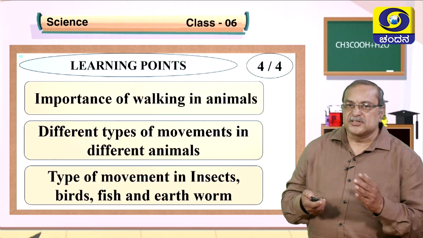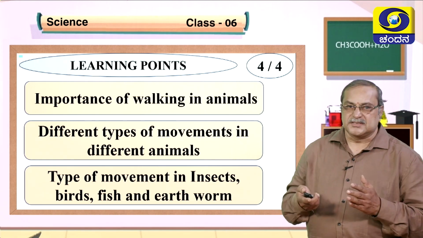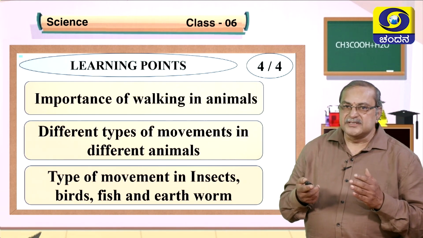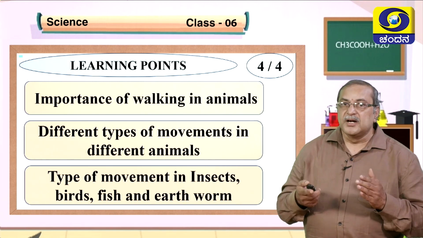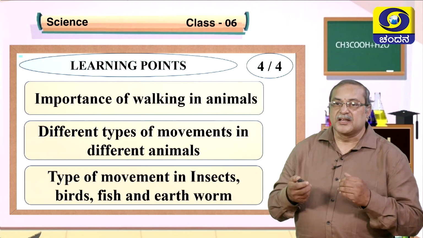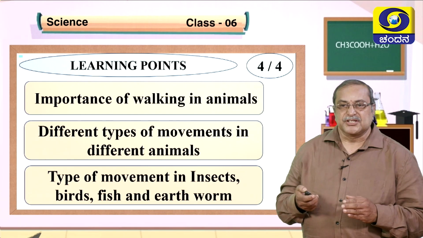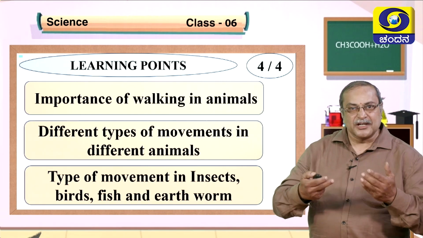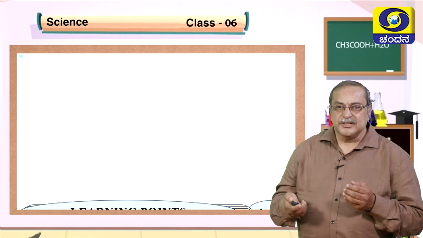Next, in the fourth session we are going to learn about the importance of walking in animals, different types of movements in different animals, and types of movement in insects, birds, fish and earthworm. So these are the learning points for the fourth session. It is very interesting. We are learning about our body parts and how they work. Clear? Okay.